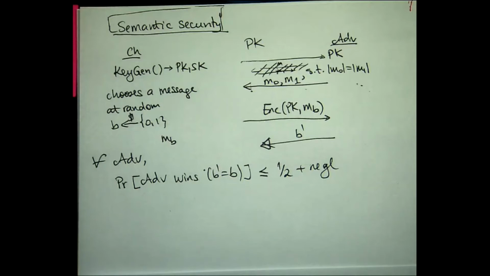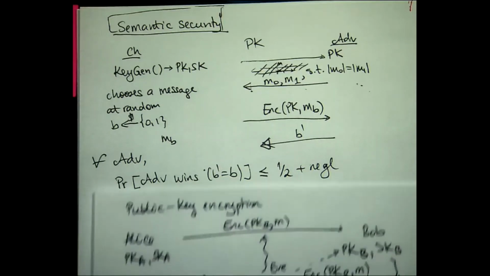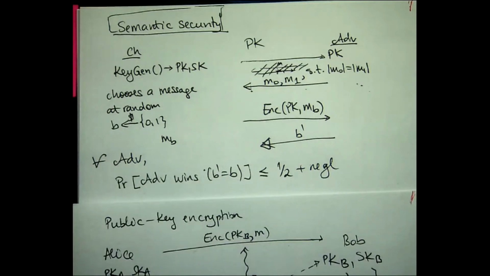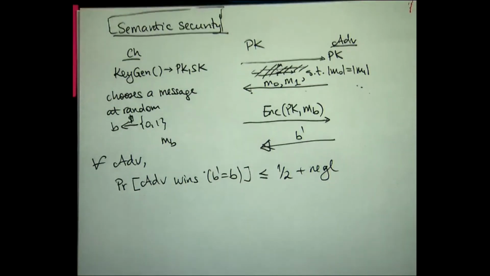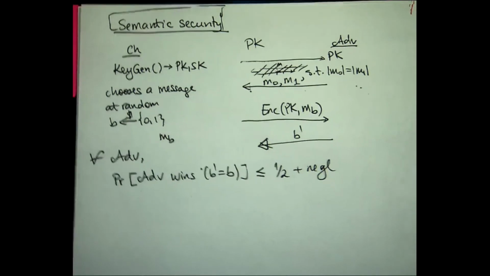Okay, so I told you about the definition, I told you about the syntax. This is all quite abstract, the properties we want a public key encryption to have. But now let's see how to actually construct a public key encryption scheme that actually satisfies these properties.